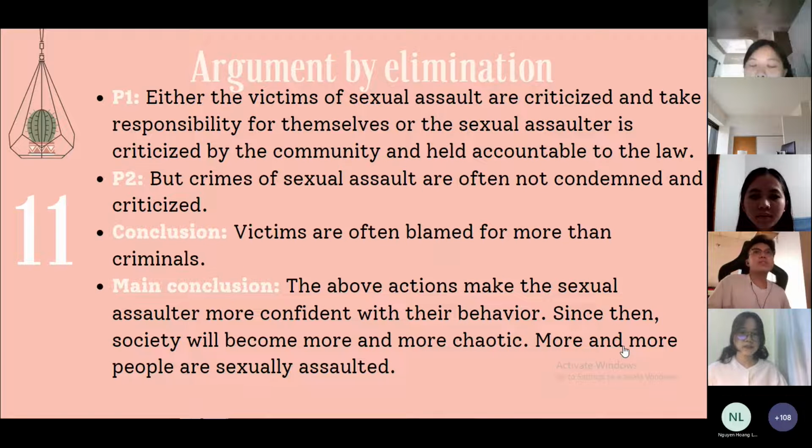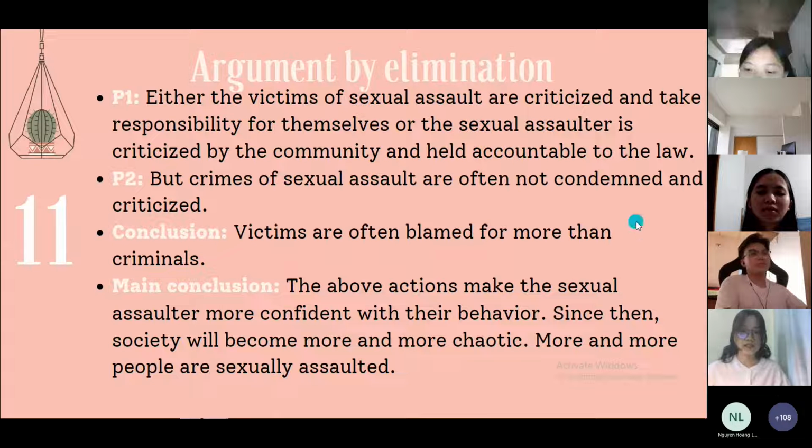Okay, and finally, the argument is the argument by elimination. We have the first premise that either the victims of sexual assault are criticized and take responsibility for themselves, or the sexual assaulter is criticized by the community and held accountable to the law. But crimes of sexual assault are often not condemned and criticized. So the conclusion: victims are often blamed more than criminals.